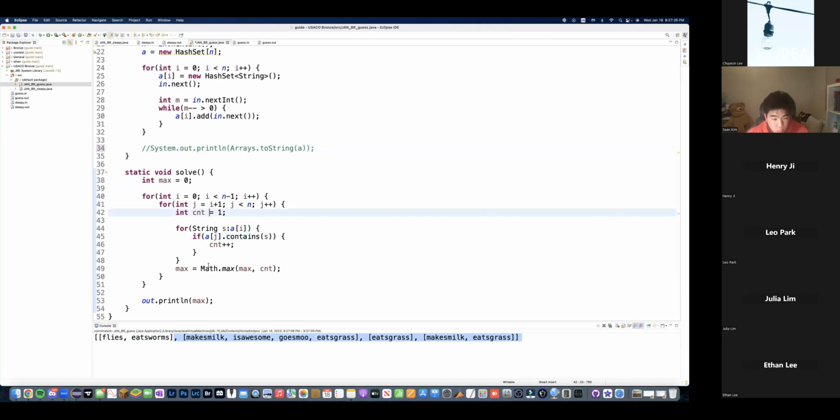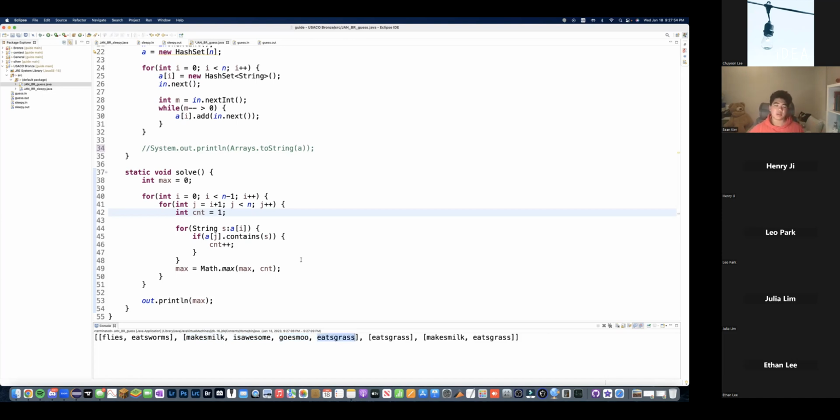Next, we check, is 1 bigger than 0? Yes. If it is yes, move on. And we go on to the next i, which is going to be makes milk, is awesome, and so on. And then what we do is string s, we'll check, is there makes milk? Since there is a makes milk, it'll add 1 to count. Is awesome, doesn't add anything. Goes moo, doesn't add anything. Eats grass, we'll add 3. So count will become 5.